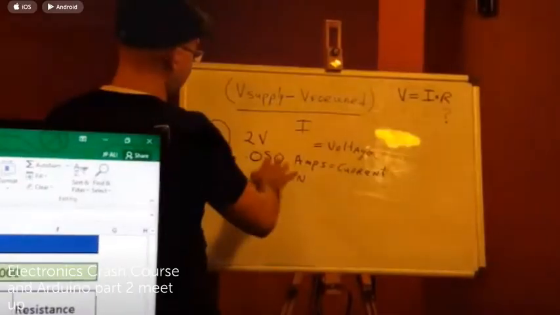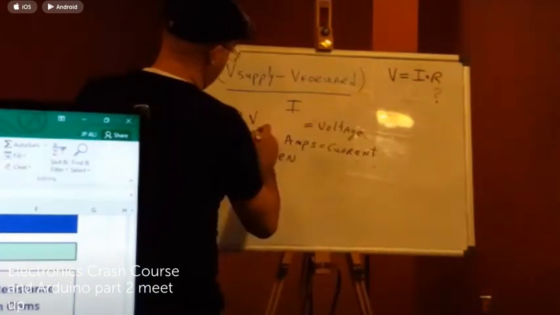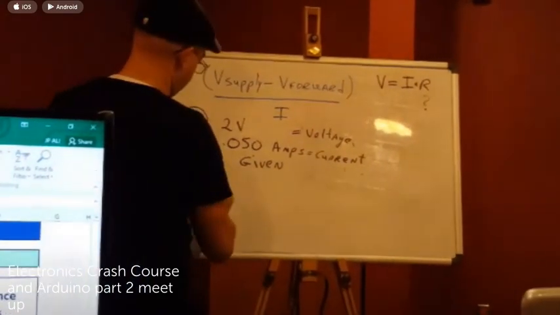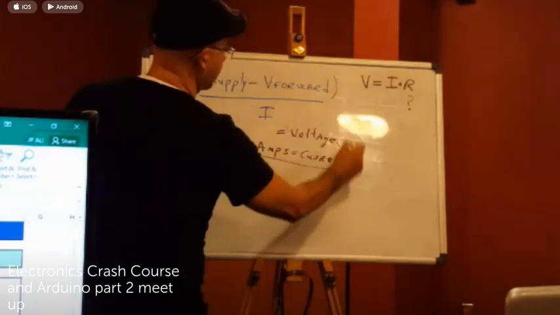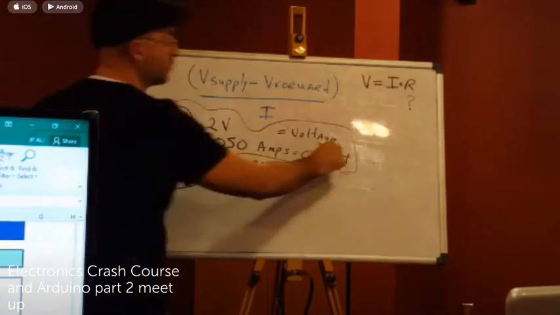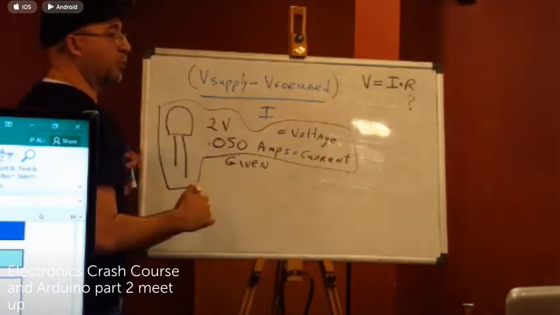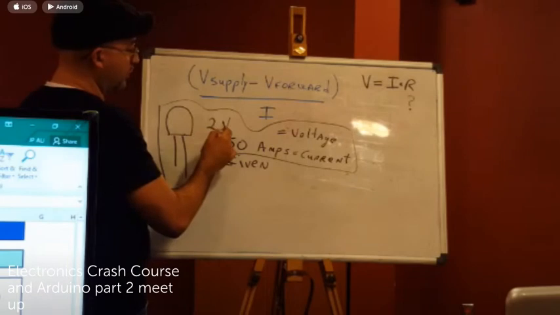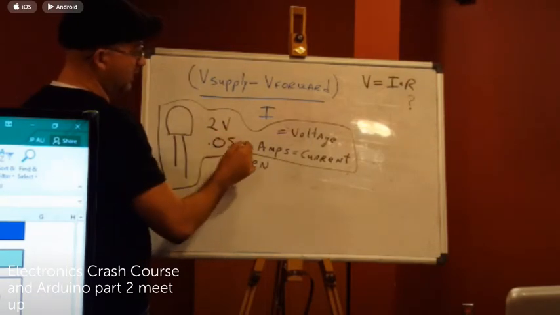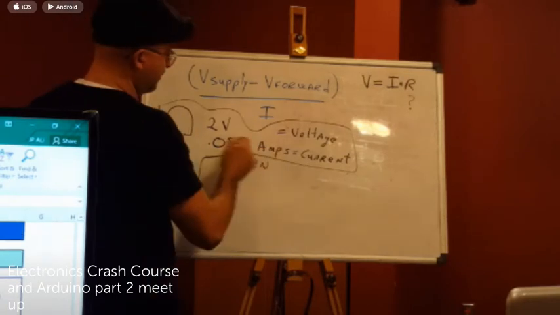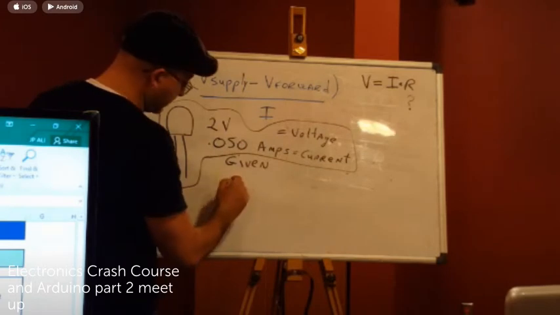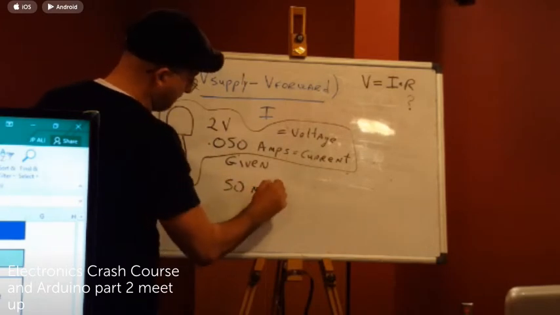Okay. So this information was given to us, all this by the manufacturer. And it's telling us for this LED to light up and not to heat up and not to blow up or burn, it needs a 2-volt forward voltage and needs to work on 0.050 amps of current. This is the same as saying 50 milliamps.